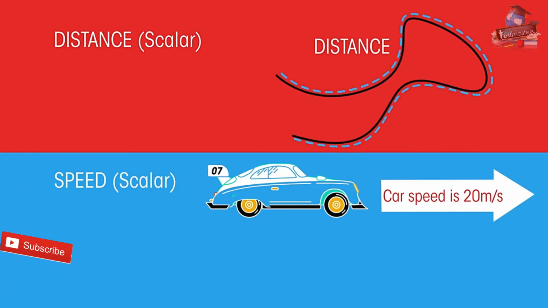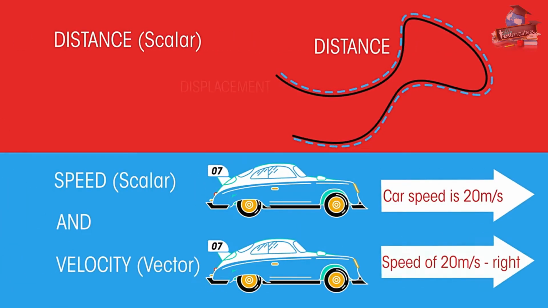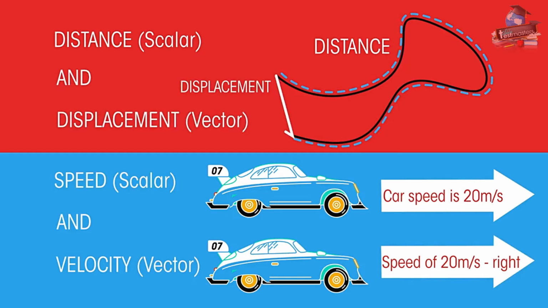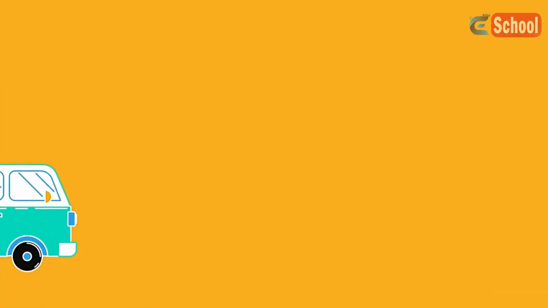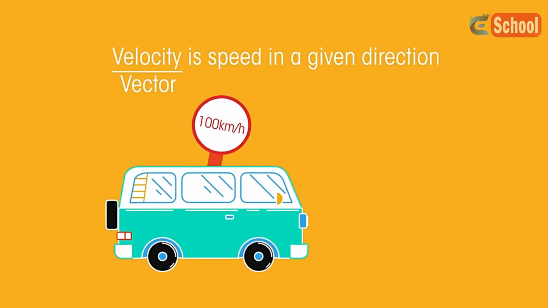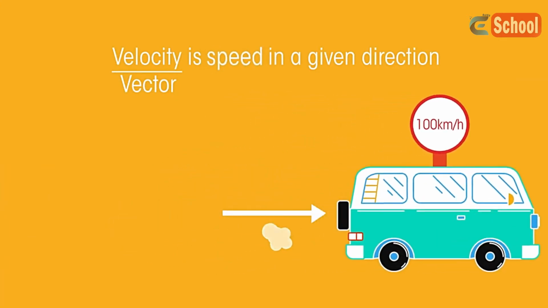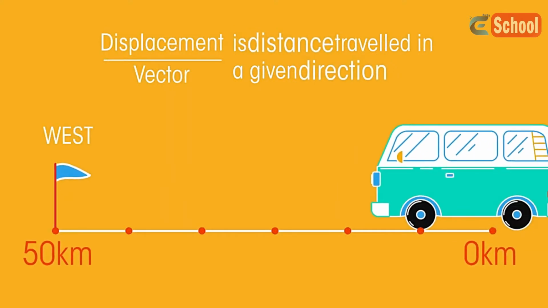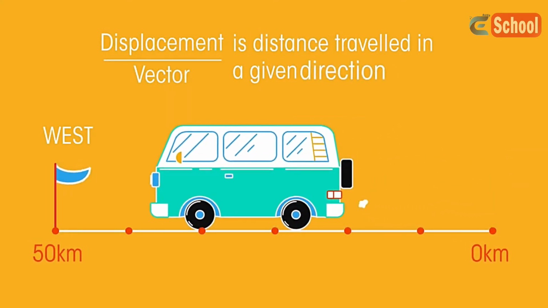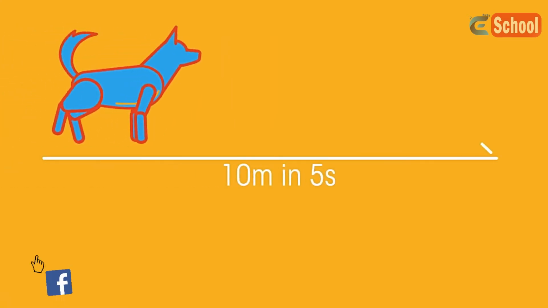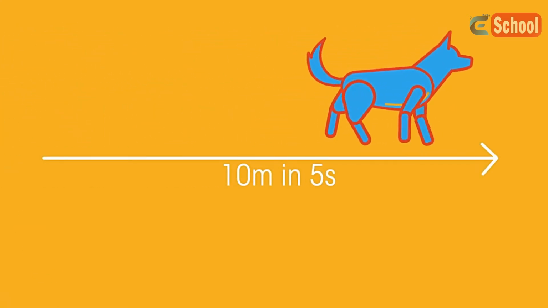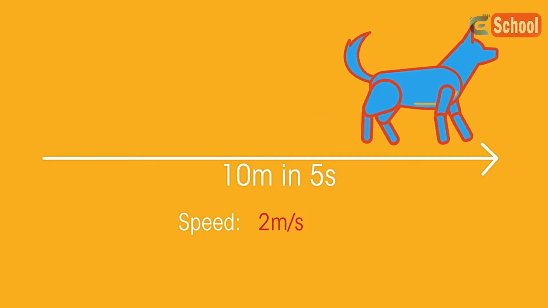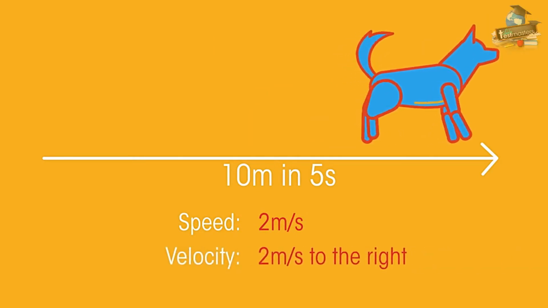There are a few cases where you might come across this. Whilst speed and distance are scalars, velocity and displacement are vectors. They also have a direction. Velocity therefore tells us how fast an object is moving as well as its direction. Displacement tells us how far an object has moved and the direction that it has moved in. For example, a dog travelling 10 meters in 5 seconds has a speed of 2 meters per second, but a velocity of 2 meters to the right.